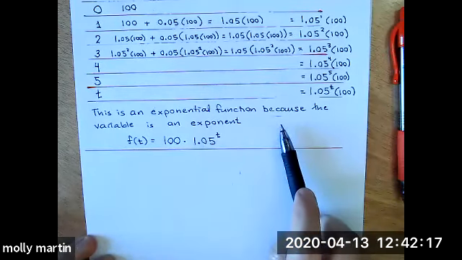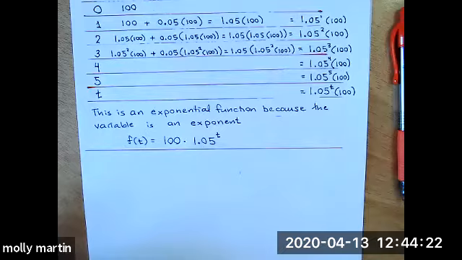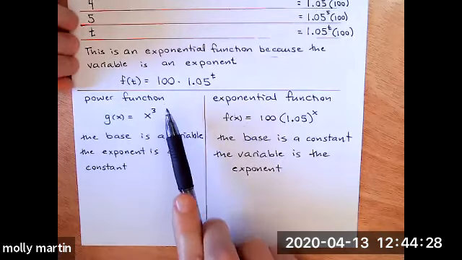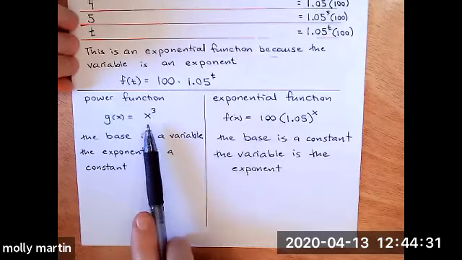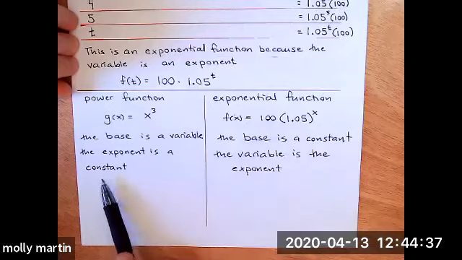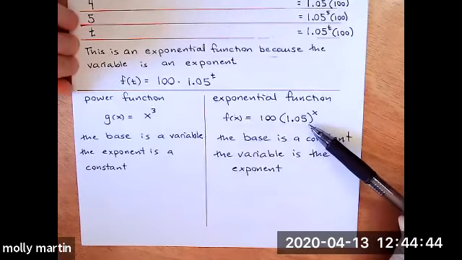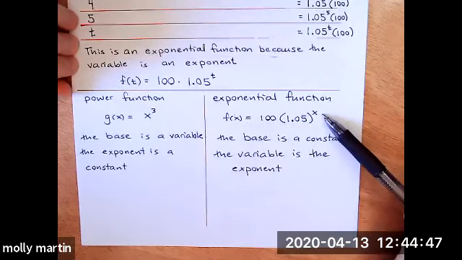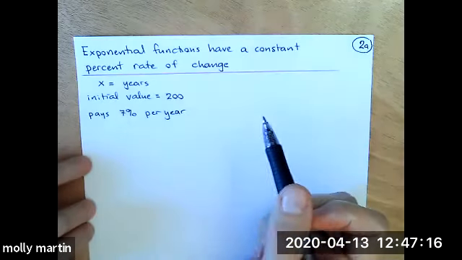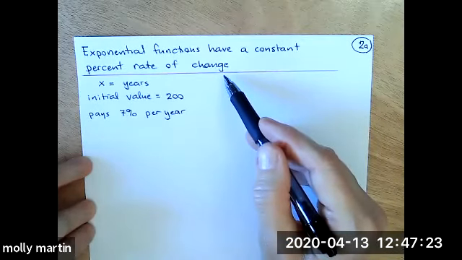This is an exponential function because the variable is an exponent. You'll recall a power function has a variable in the base and the exponent is a constant. Exponential functions have a constant in the base and the variable is an exponent. Exponential functions have a constant percent rate of change.